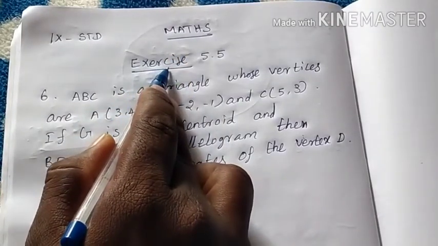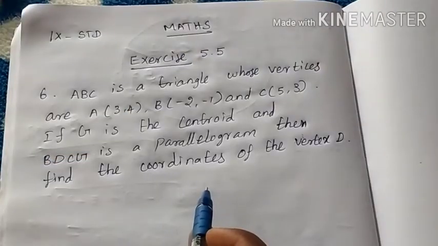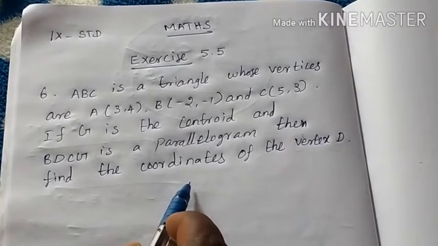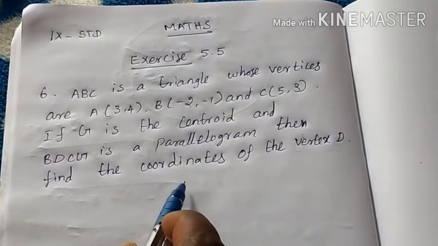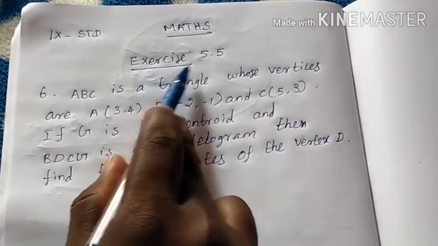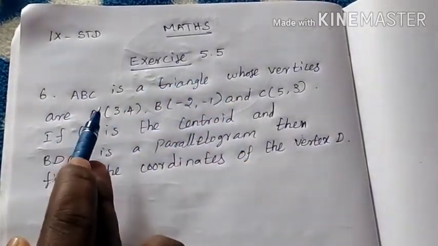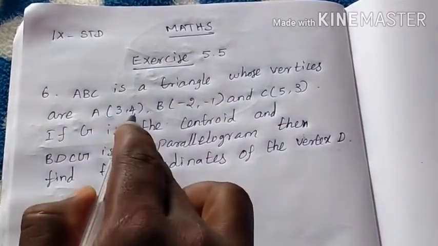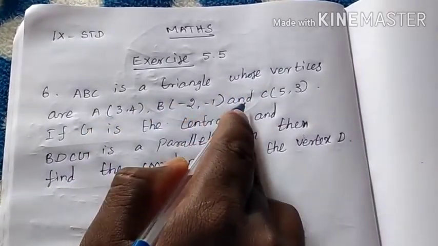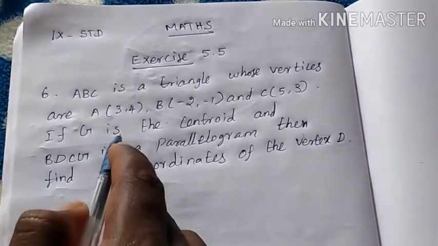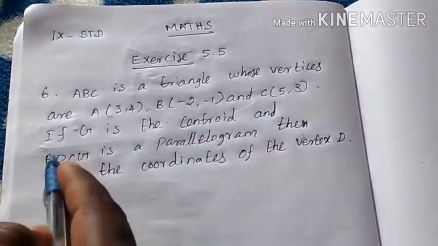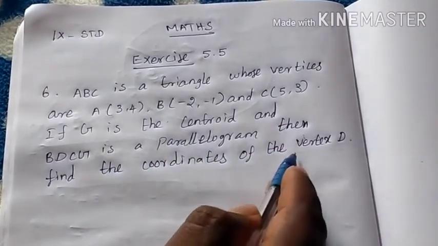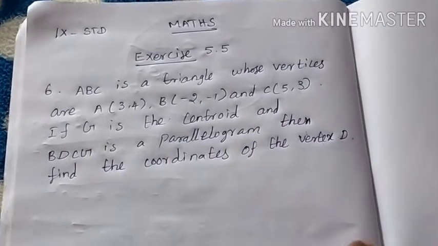In the last class we discussed the coordinates of the centroid. In this section, we are also going to see the coordinates of the centroid. Exercise 5.5, sixth question. ABC is a triangle whose vertices are A (3, 4), B (-2, -1) and C (5, 3). If G is the centroid and BDCG is a parallelogram, then find the coordinates of the vertex D. This is your question.